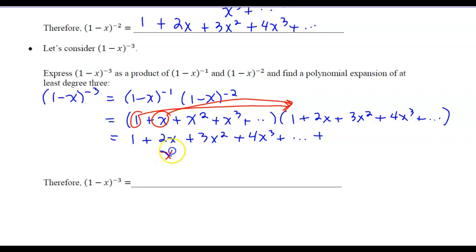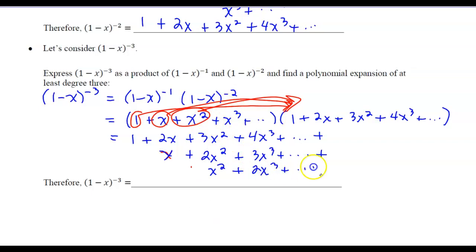x plus 2x squared plus 3x cubed. Then x squared times everything will be 2x squared, 2x squared plus x squared. X squared plus 2x cubed, that's everything.